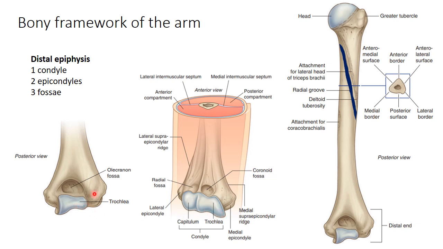When we turn the humerus to the posterior aspect, we only see the trochlea. We can only see the trochlea continuing on the posterior aspect of the distal end of the humerus.